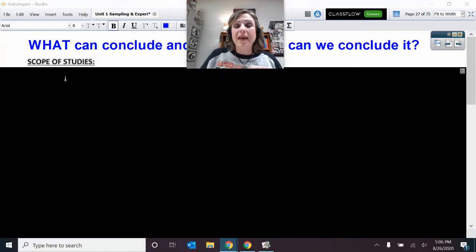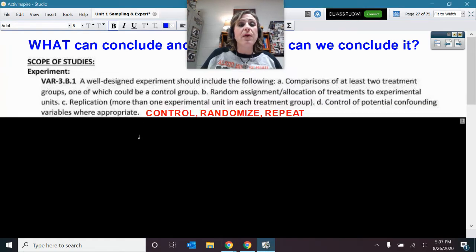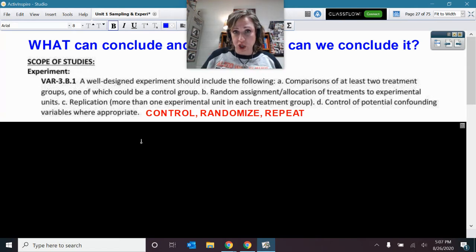All right, so the scope that we can make about studies. The first one we're going to talk about is the experiment, okay? That was our placebo surgery article. That was an example of an experiment. So definitionally, when you have a well-designed experiment, you're comparing at least two treatment groups, okay? You also have random assignment, and then you have to have replication. We'll talk in another lesson about the principles of experimental design: control what you can, randomize the rest, and repeat amongst several subjects.